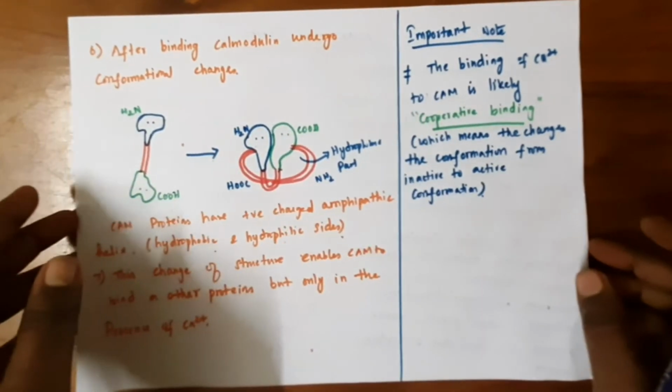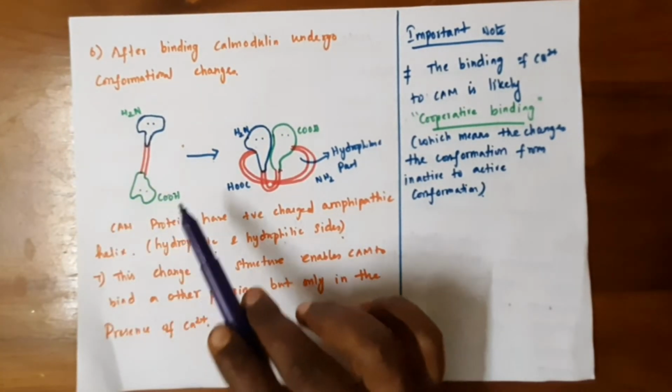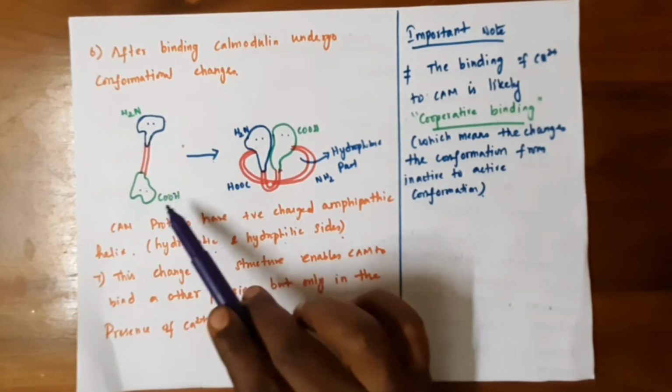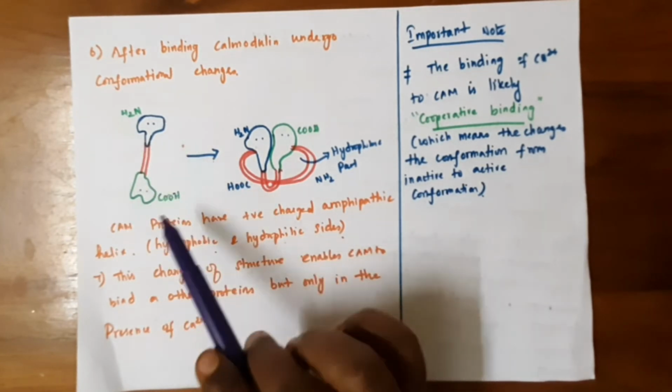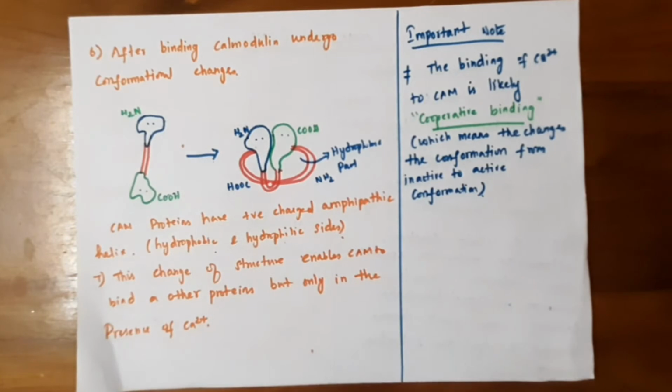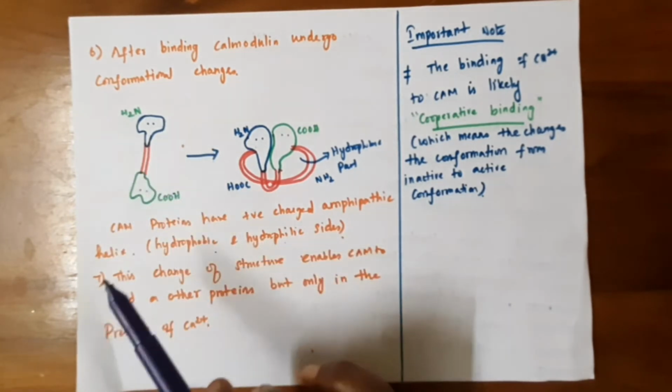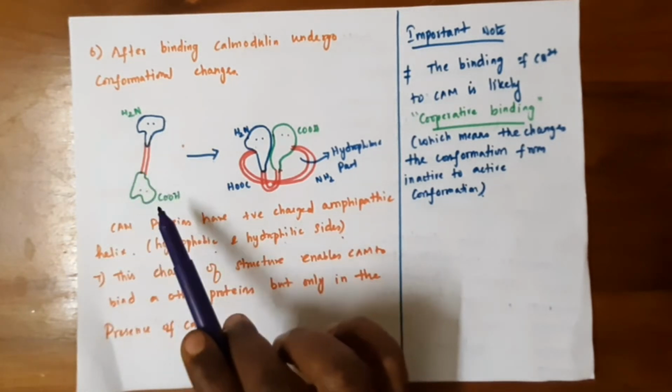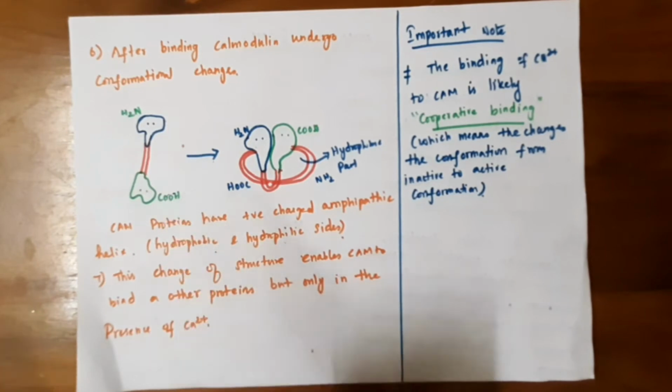Before binding with calcium 2 plus, the calmodulin protein will be like this. One end is the N-terminal residue, and the other is the C-terminal residue. So it has two ends, N-terminal and C-terminal. Before binding with calcium 2 plus, it is in the inactive form.